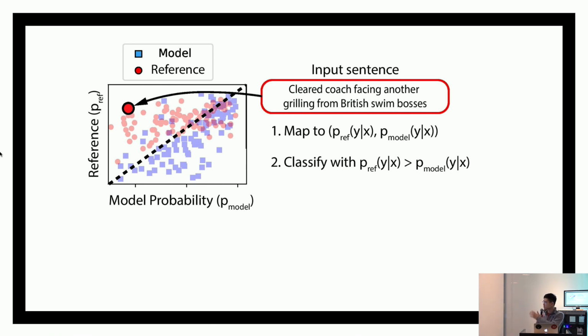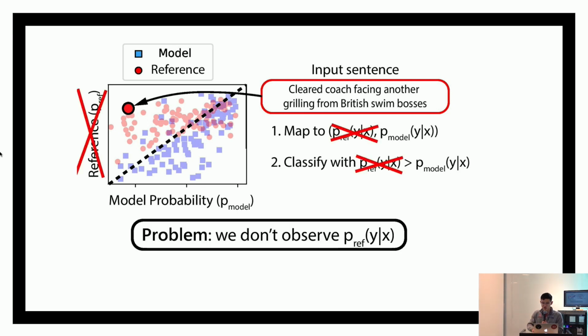So this is important, so I want to give it a little bit more extra emphasis. The sentence here actually comes from the reference set and indeed has a higher p_ref than p_model, which means that it's more likely to appear under the reference distribution than the model distribution. This places it above the y equals x line, which means that our classifier will correctly classify it as coming from the reference set.